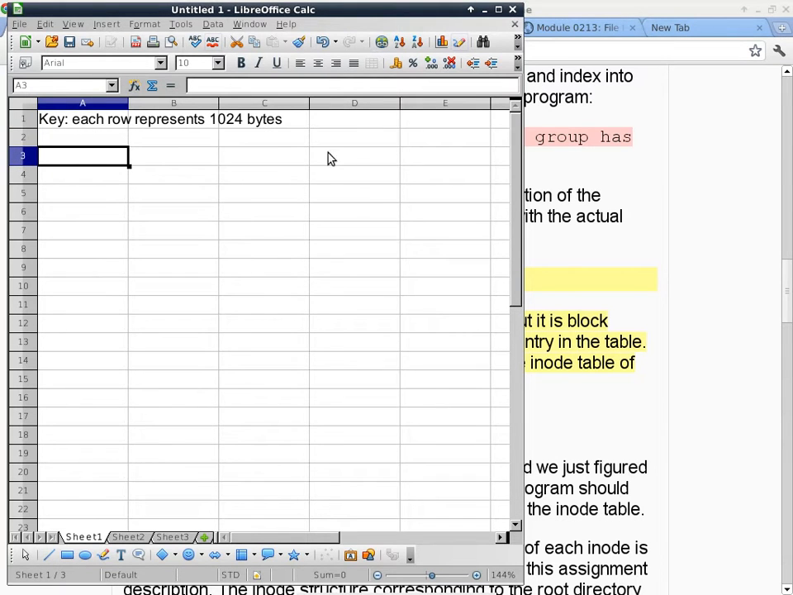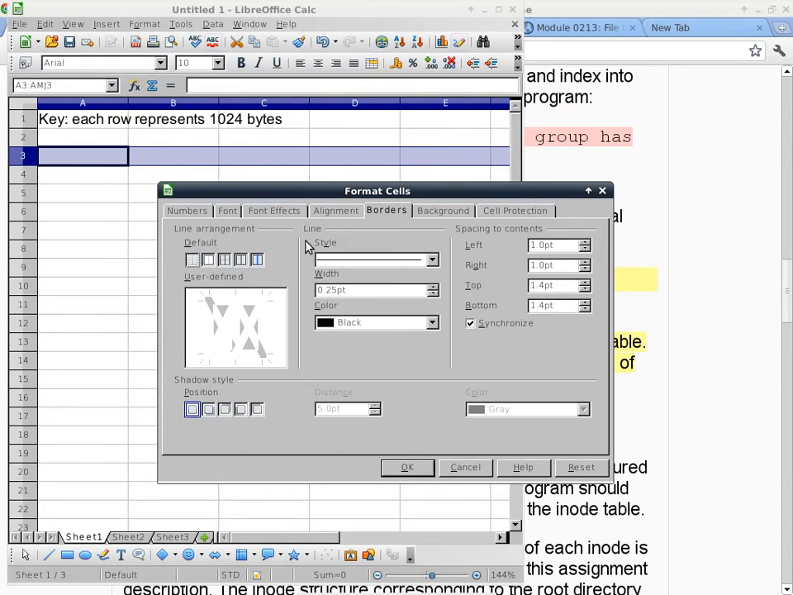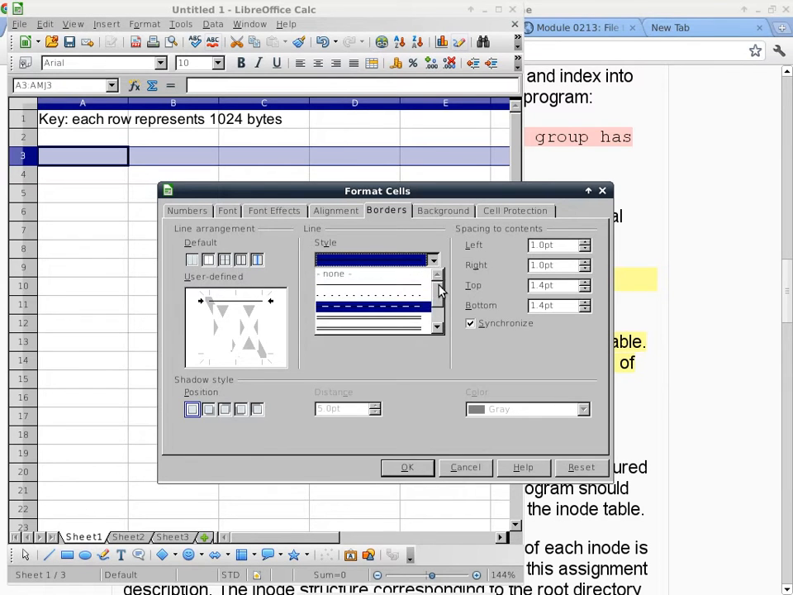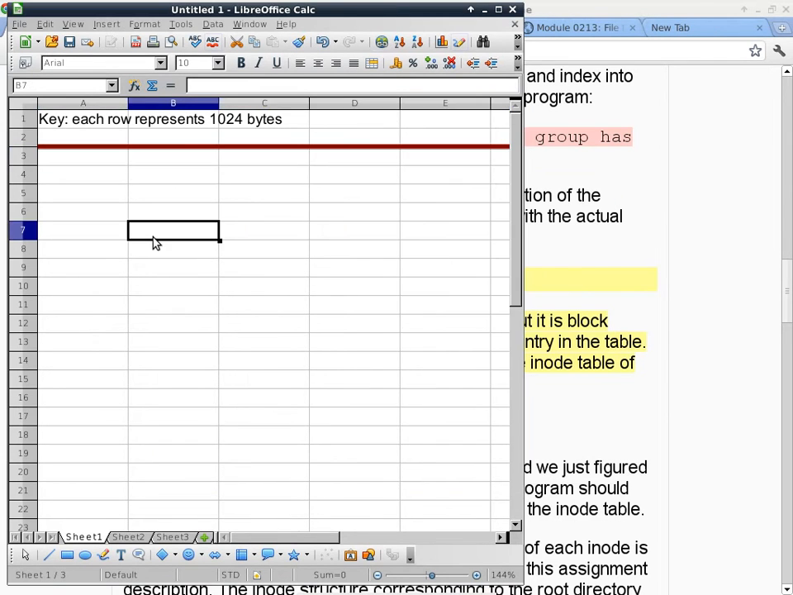And we'll go ahead and mark the beginning of the entire partition using a horizontal line on top of this row here. So we just mark the entire row, go to Format Cells, go to Borders, and mark the upper line here. And we can make it even a little bit thicker, and even be more fancy and change the color. There we go. All right, so that marks the beginning of the entire partition.